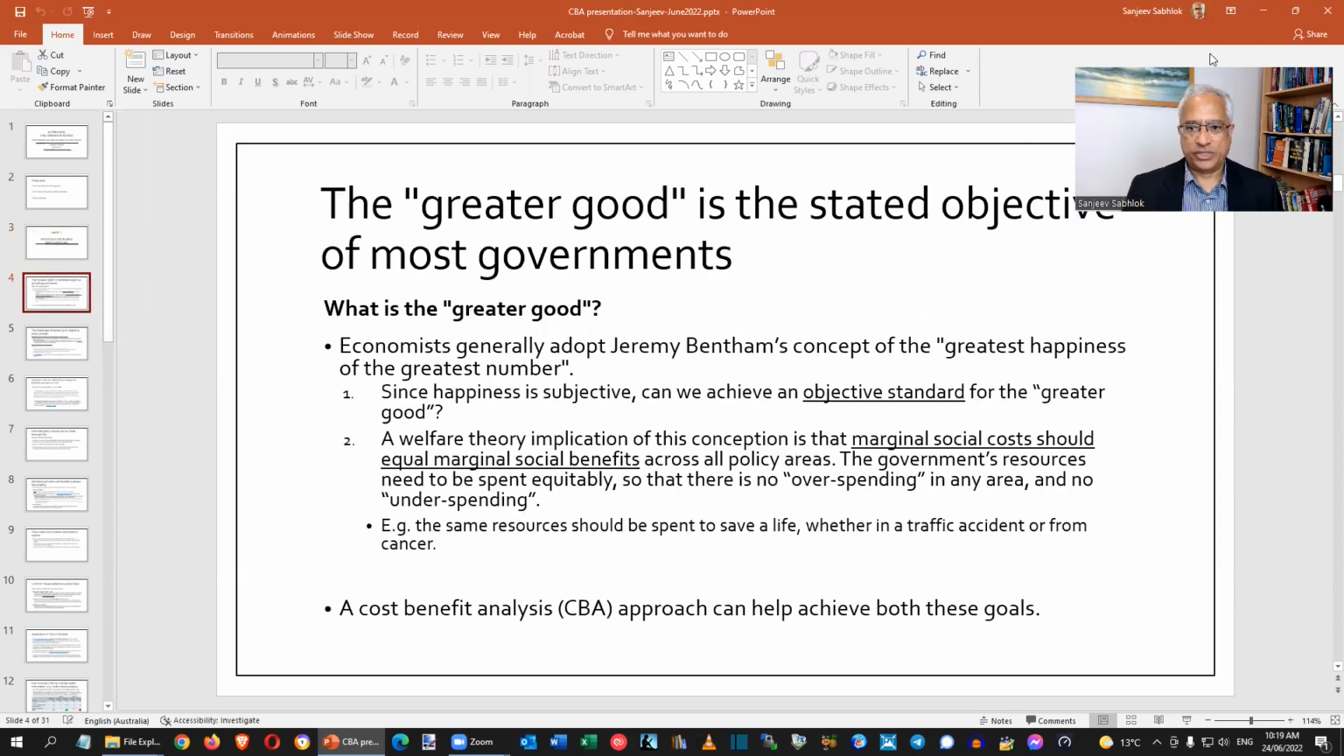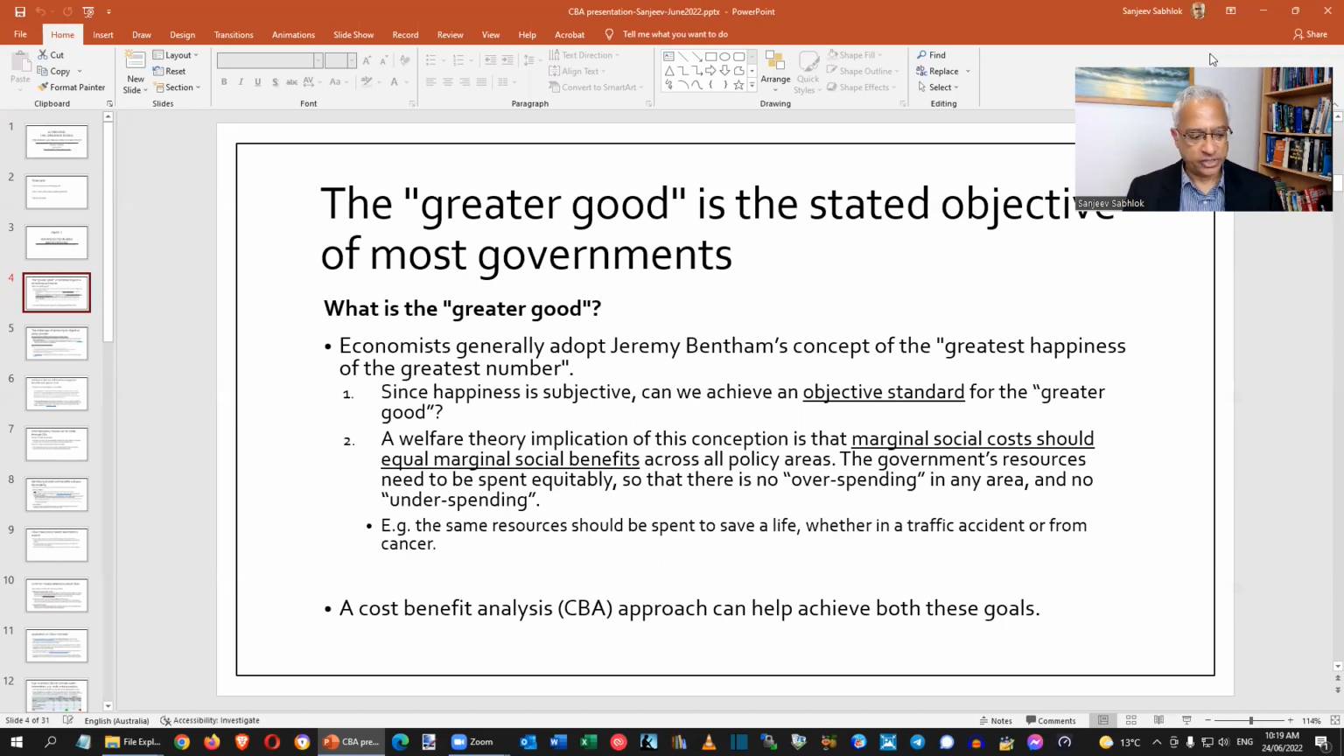So the greater good is the stated objective of most governments. Everyone says we want to achieve the greater good. But what exactly is the greater good? What we as economists have adopted, and this is pretty universal, given that the analysis about this whole thing can go on forever, is that at the end of the day, Jeremy Bentham's concept of the greatest happiness of the greatest number works for everybody as a kind of cross-check on people's biases and ideologies. So by making sure that we are achieving the greatest happiness of the greatest number, we're likely to be going in the right direction as a society.